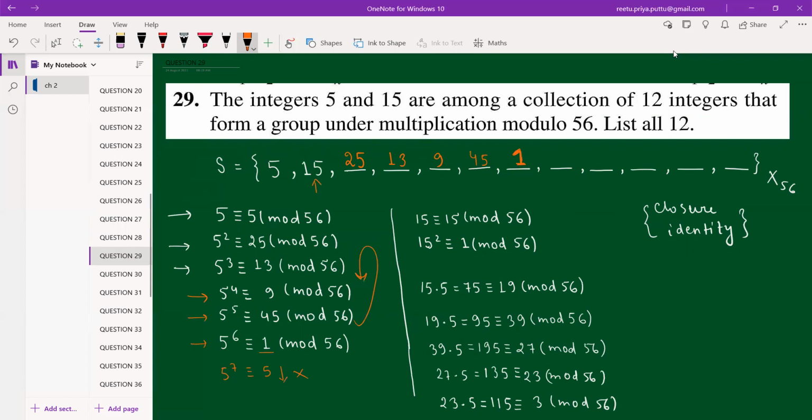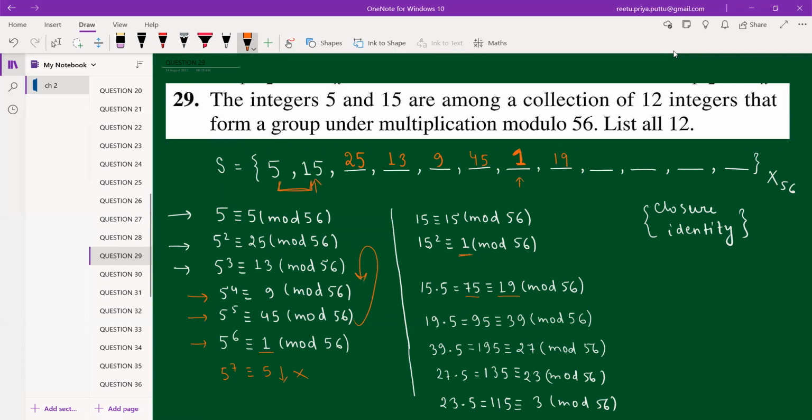So I did 15 modulo 15 only, but when I did 15 squared, it gave me 1. I have already written that, so I cannot write it twice in a set. So I move further and try to multiply these two, because anyone can multiply these two and see whether the closure is satisfied or not. So I arrived at 75, which was congruent to 19 mod 56. So I write it as 19.